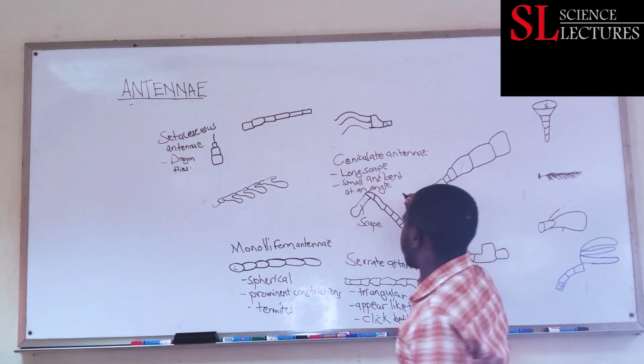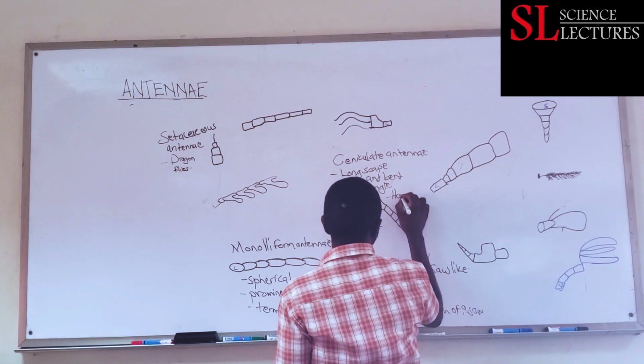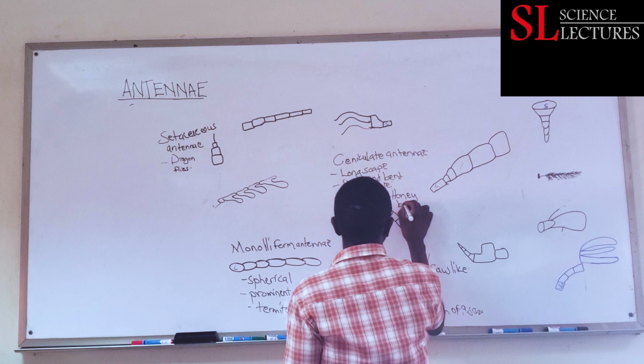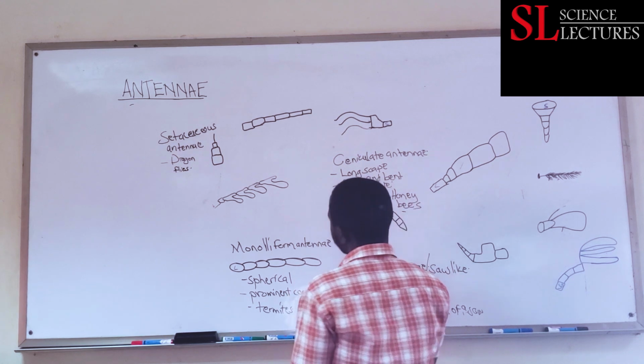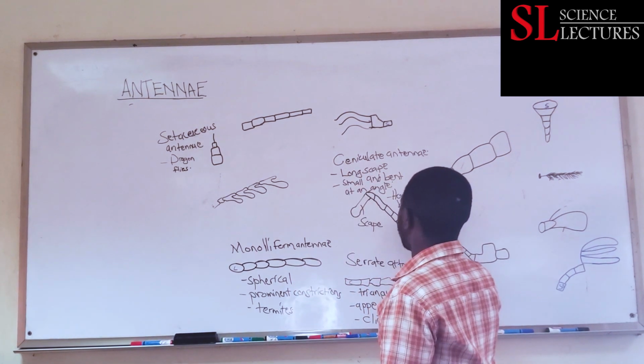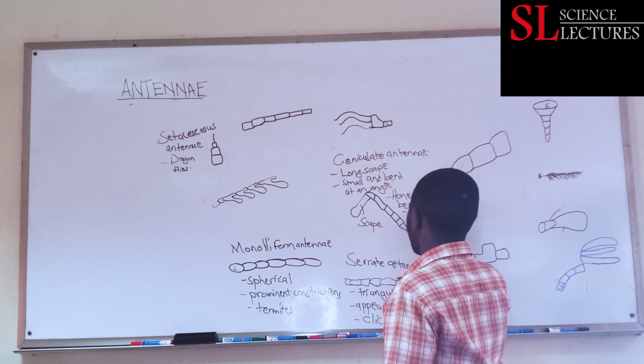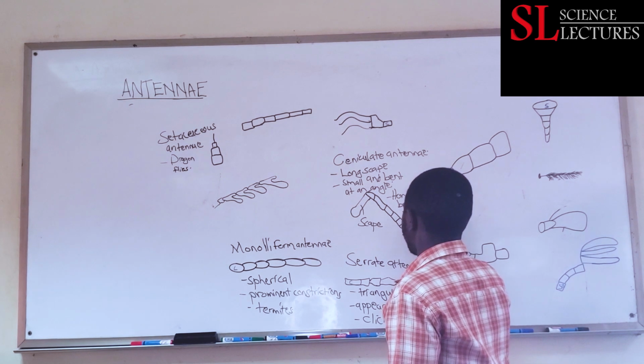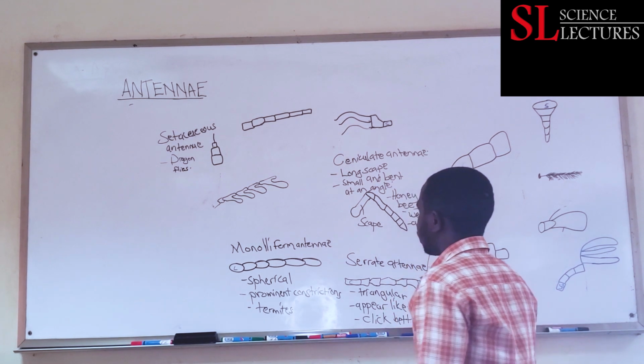Geniculate antennae are very common in honeybees. They are common not only in honeybees, but in bees and weevils. However, some ants have also been found to have this type of antennae.